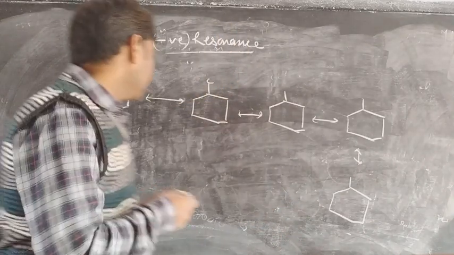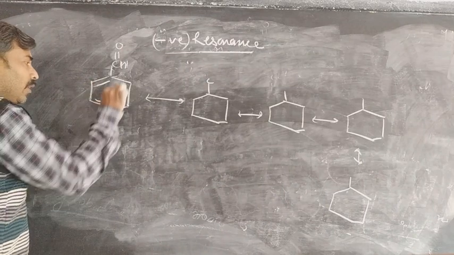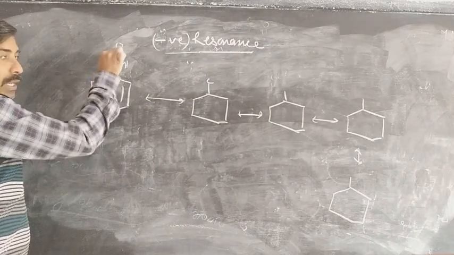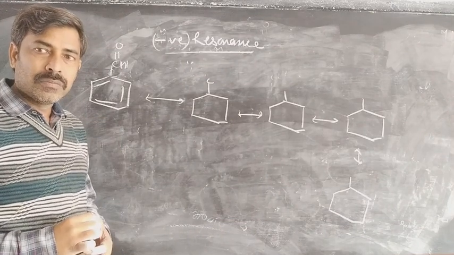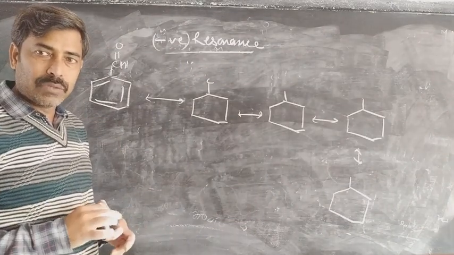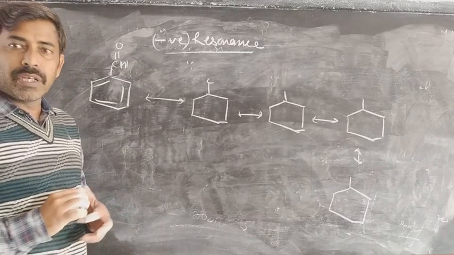So you can see I am taking benzaldehyde, it is pi sigma pi. And this pi is a pi bond, not a pi electron. That means the lone pair or negative charge is not there, so it will be a negative resonance.